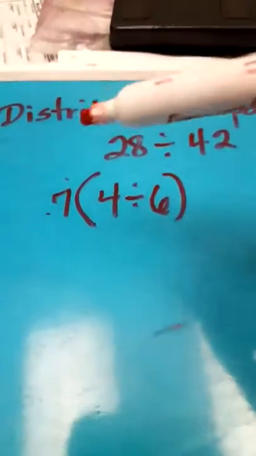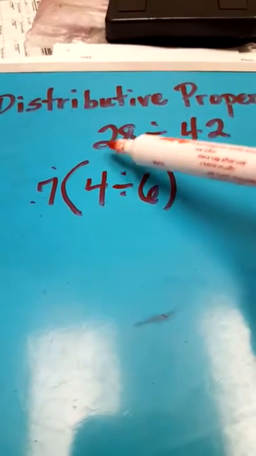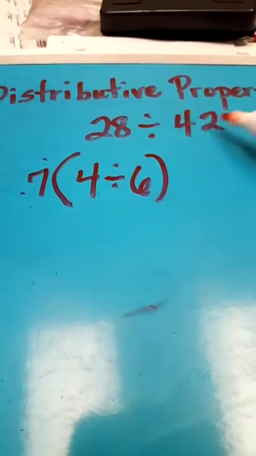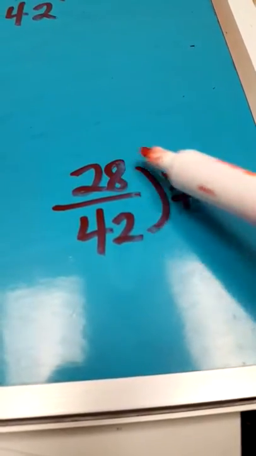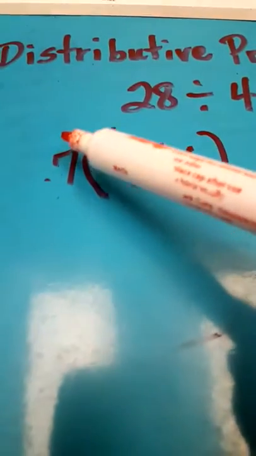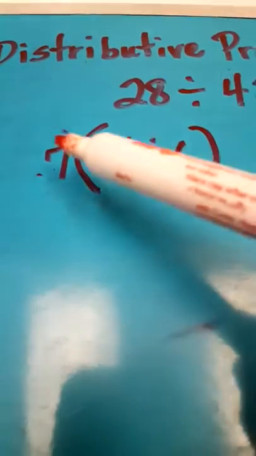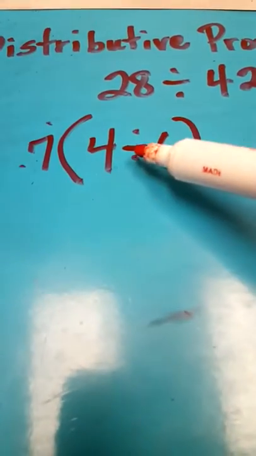Okay, distributive property. How do you do it? You find the greatest common factor that goes into both 28 and 42, just like when you're simplifying. And 7 happens to be the biggest factor that goes into 28 and 42. So you put 7 there, you put a parenthesis, and you go, 7 times what number equals 28? Well, that's 4. Bring down the division.